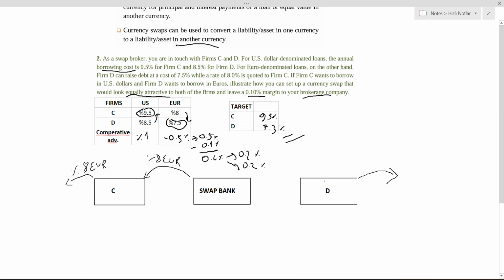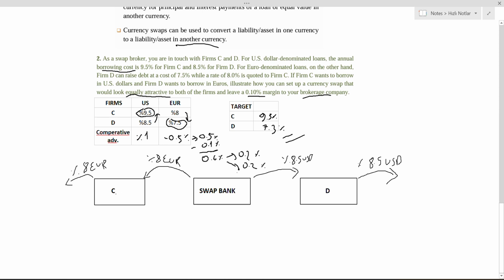On the other hand, we have firm D, of course. Again, we will offer the opposite strategy, 9.5% US dollar, and the swap bank. How can this firm borrow money? How can it find this 8.5% USD rate? Of course we will give it as 8.5% USD.